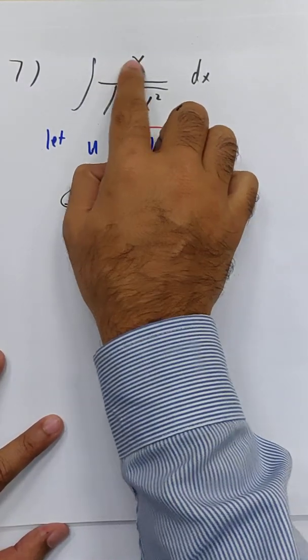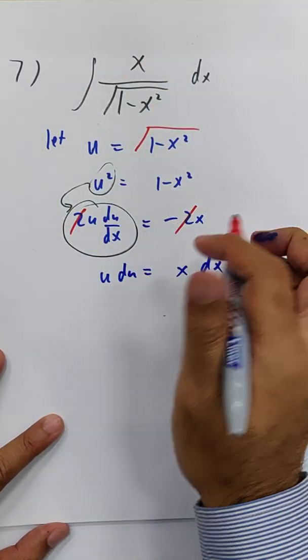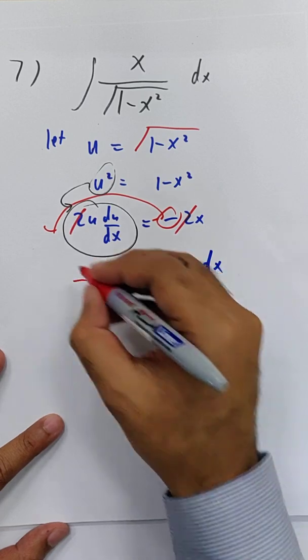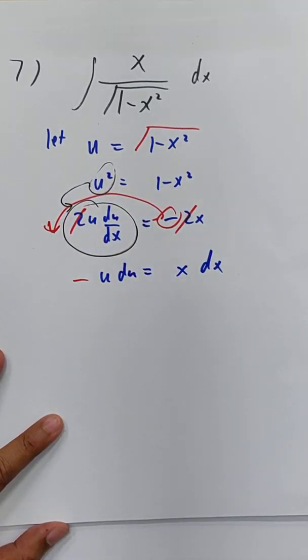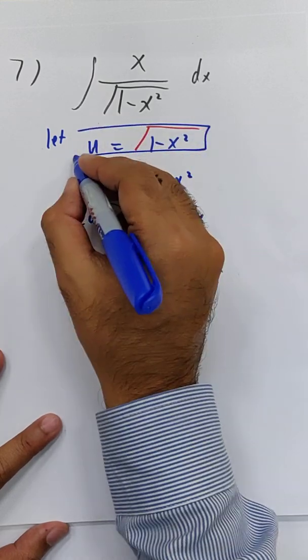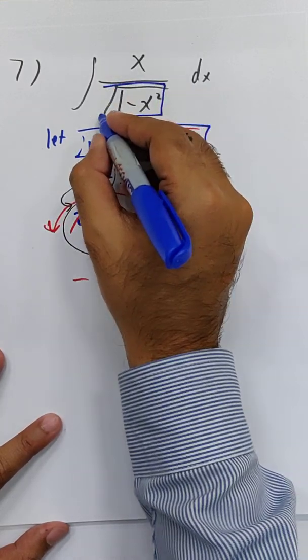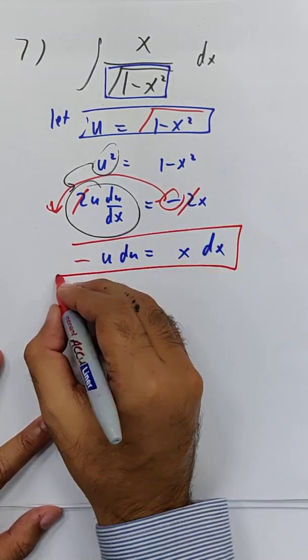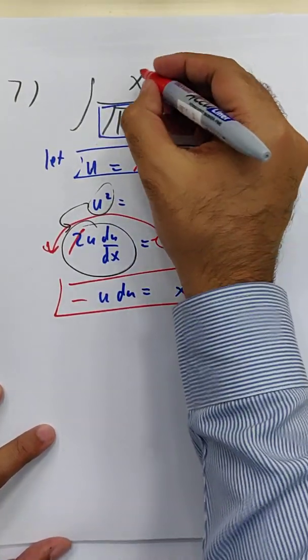But I cannot see negative over here, so it's best for me to bring this negative to the left side. Now we substitute them. This thing, the whole thing. And this thing here, x dx. Can I find x dx? Yes, I can.